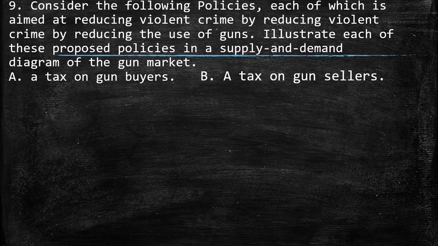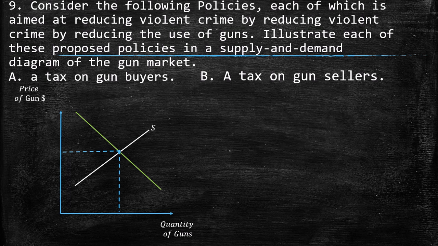Question 9. Consider the following policies, each of which is aimed at reducing violent crime by reducing the use of guns. Illustrate each of these proposed policies in a supply and demand diagram of the gun market. A. Attacks on gun buyers.